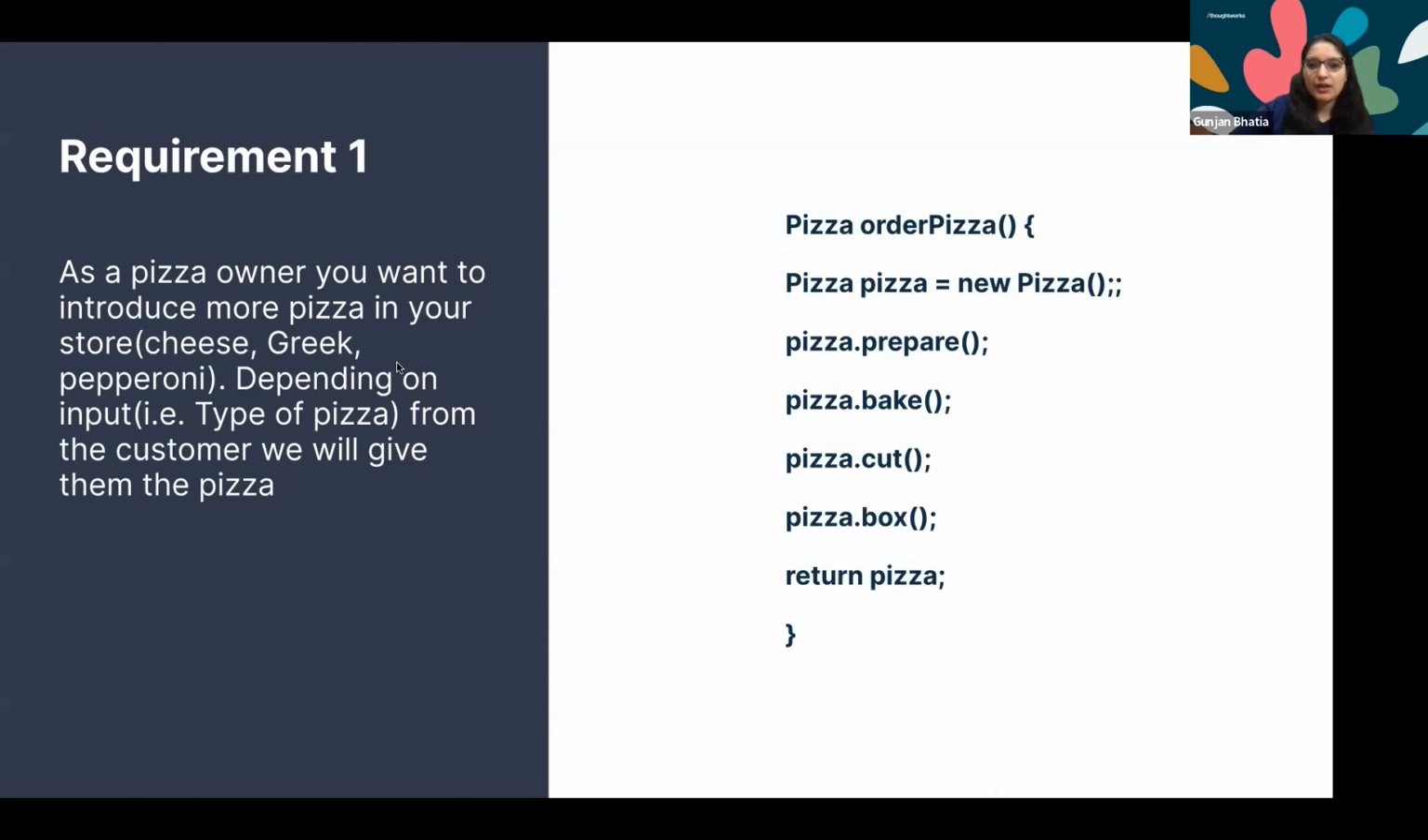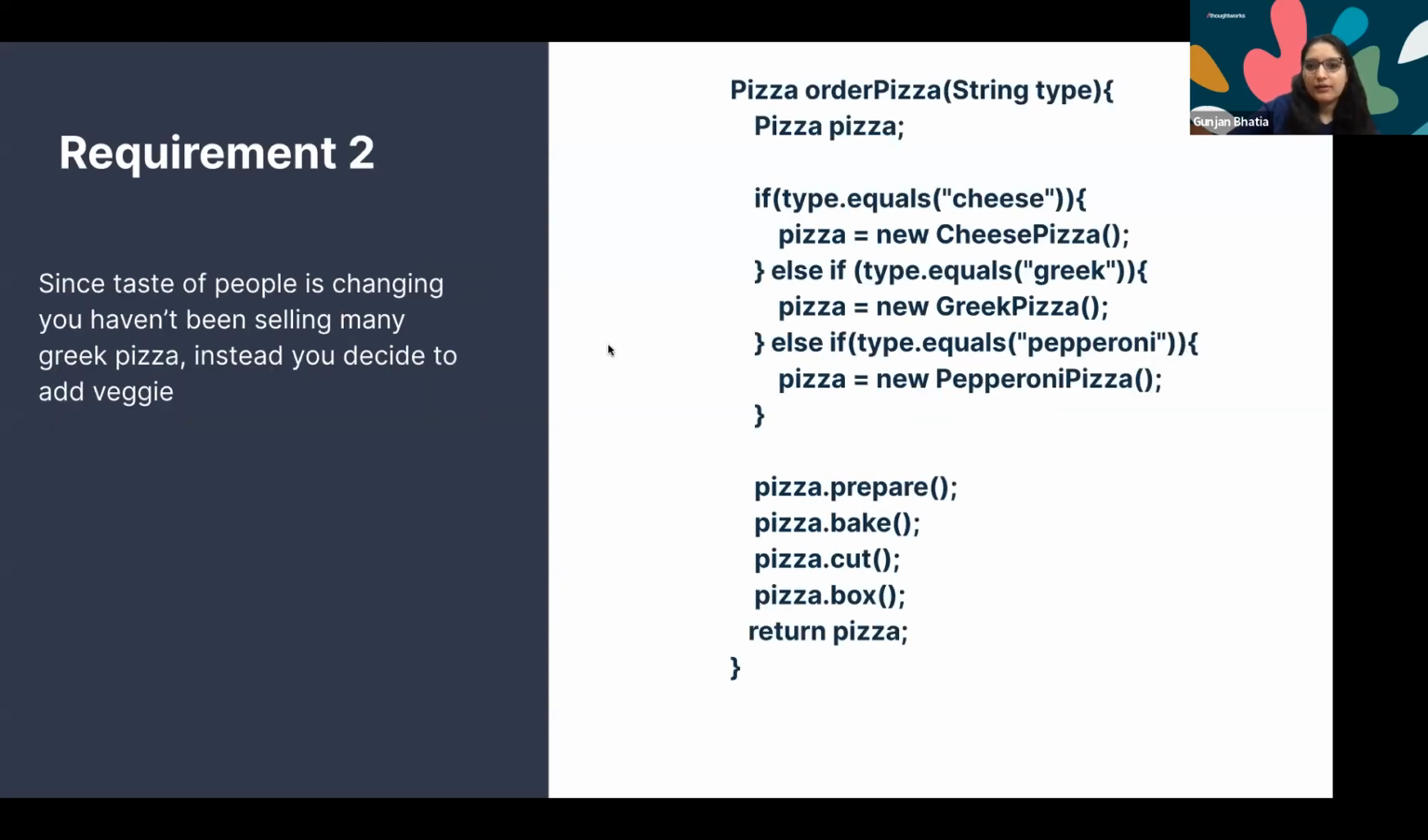So the rough way would be to just introduce a type and use if else. If the type is cheese, then return a new cheese pizza. If it's Greek, then Greek pizza. If pepperoni, then pepperoni pizza. Now I did it this way.